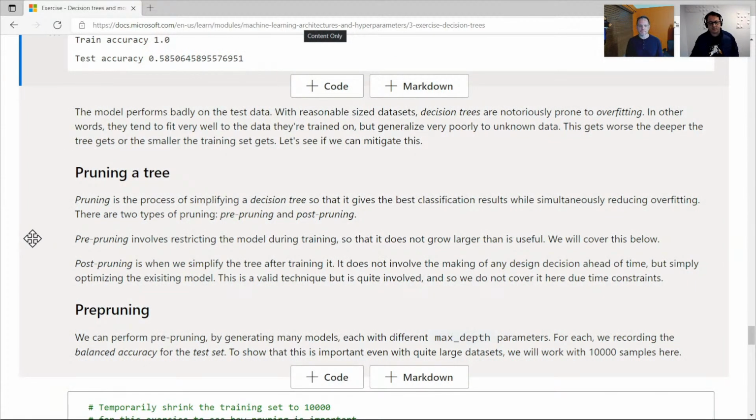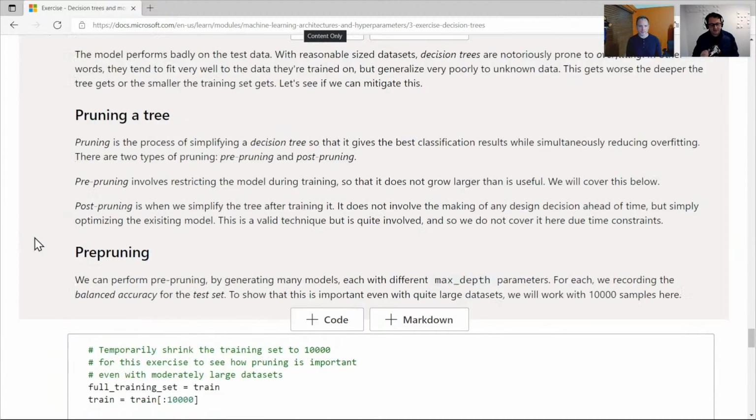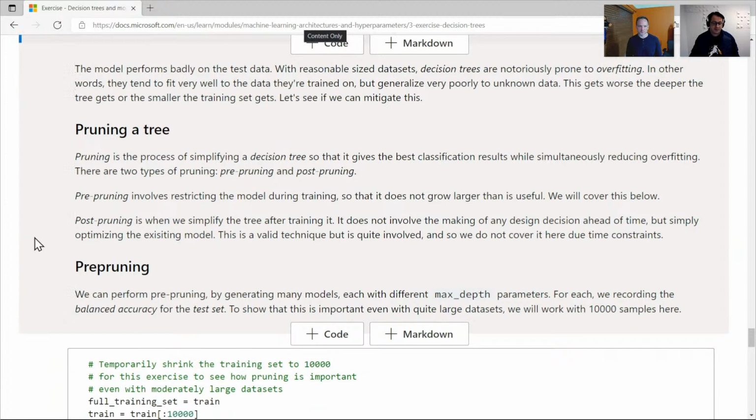Cool. But then we get into the process of pruning, which we hadn't really introduced as a concept before, but pruning is basically like you trim a tree. There's a couple of different types: pre-pruning and post-pruning. Jason, do you want to explain those concepts?